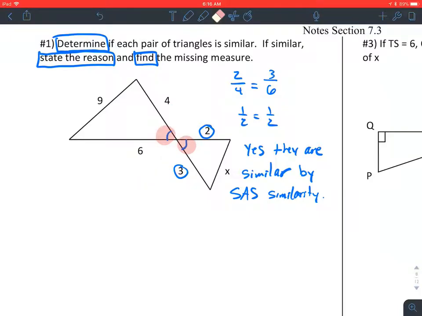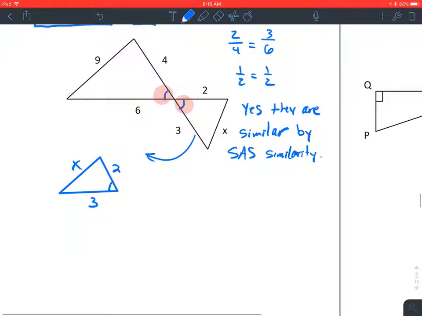For this, don't be arrogant. You hear me? Redraw one of the pictures so that the corresponding parts line up. If you don't do that, you are cruising for a bruising. 2 corresponded to 4, 3 corresponded to 6. That means x corresponds to 9.